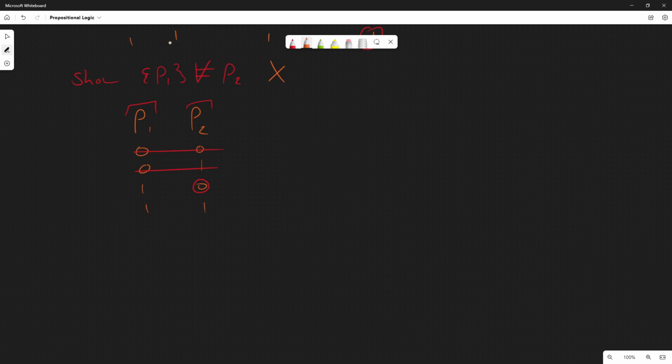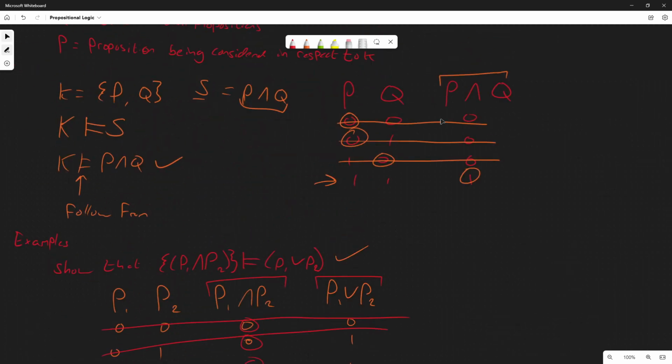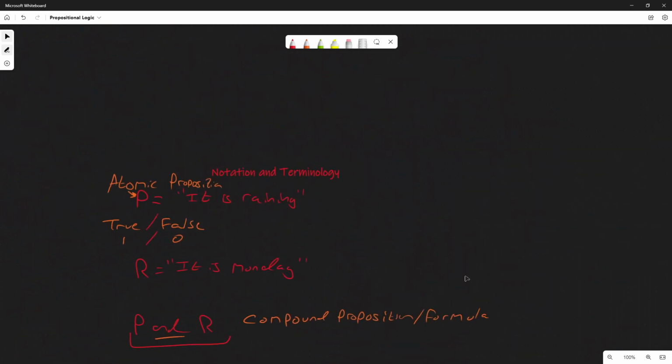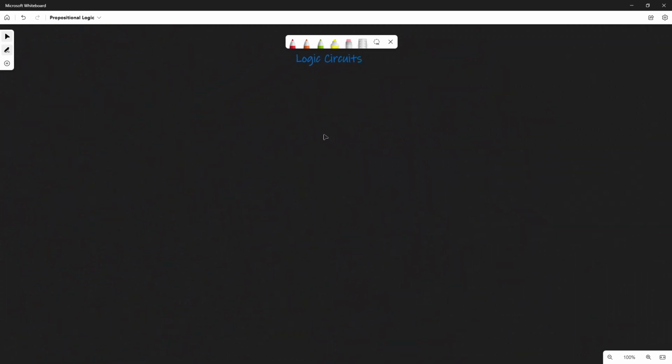Now that is everything for this section. Let us move on to logic circuits. Logic circuits let us make a diagrammatic version of propositional formulas. They represent, among other things, how computers are created. Not created, but how they are structured. At the very, very basics, a computer is just a bunch of logic gates strung together.